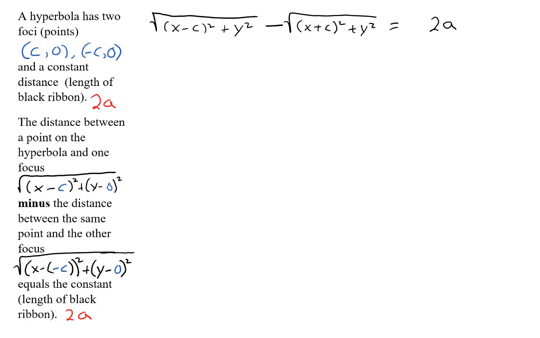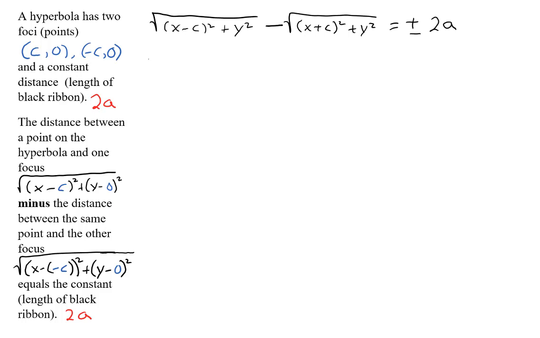But what if this is the smaller minus the larger? How do we know which one's larger? Well, if the order of the subtraction is backwards, we'll get negative 2a instead of positive 2a. So to cover all of our bases here, I'm just going to write plus or minus on the 2a. We'll deal with the plus or minus as we go along.